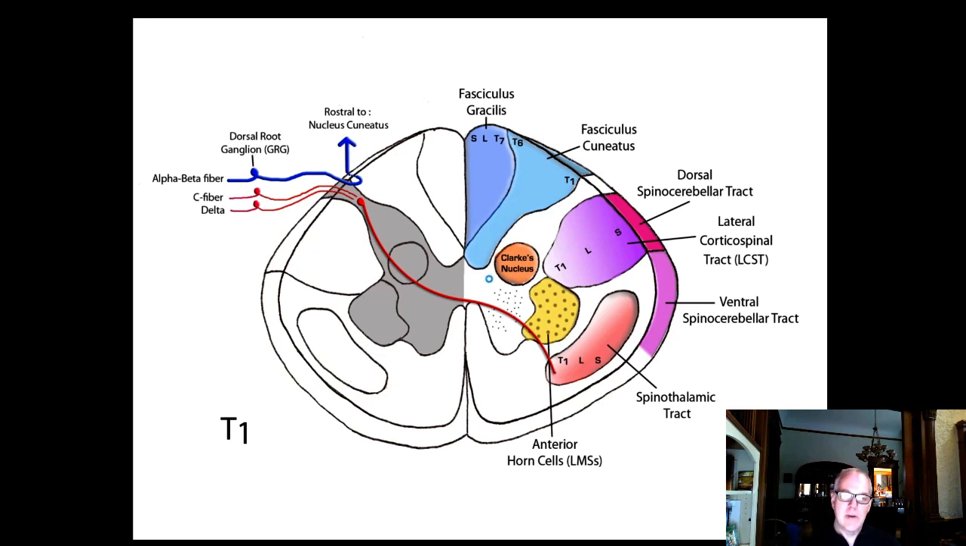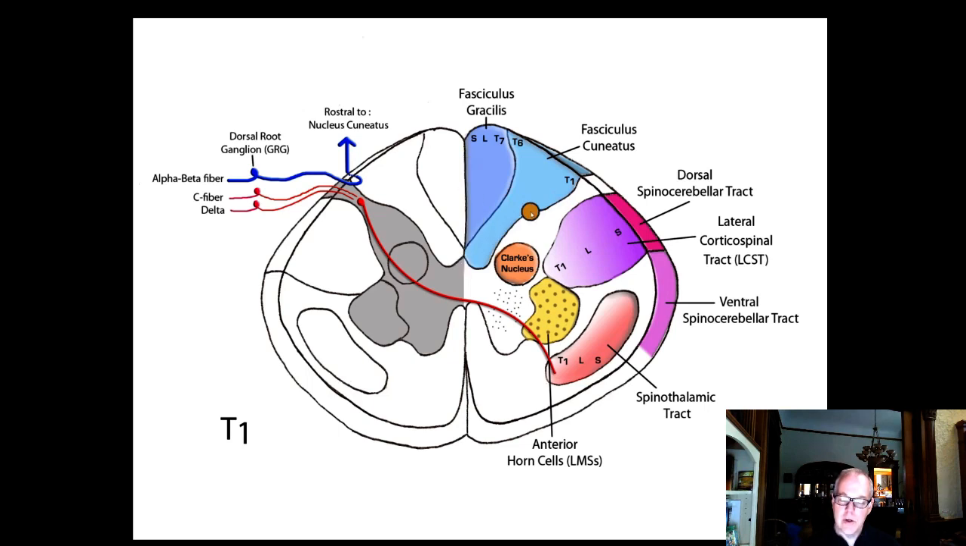In the spinal cord, we have the neurons here occupying this center H-like shape, and then we have the pathways surrounding them. And so this is a drawing done at T1, and these are pathways we've talked about, but now we'll just go over them in more detail. First of all, let's start with the posterior columns here.